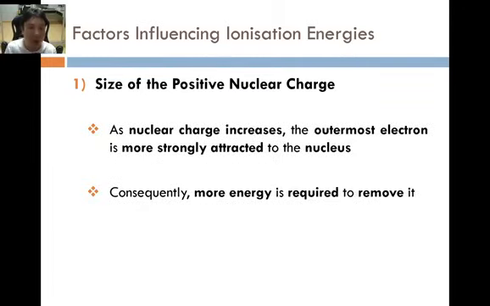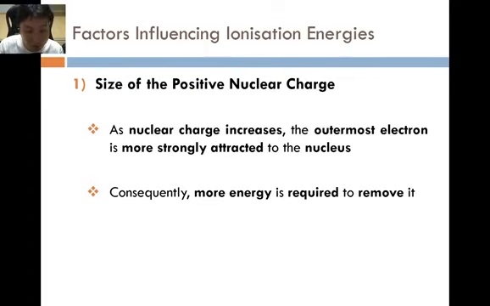As mentioned, since the valence electron is attracted to the nucleus and energy is required to overcome this attraction, if the size of the positive nuclear charge is larger, meaning that the number of protons is higher, the valence electron will be more strongly attracted to the nucleus, and hence more energy is required to overcome the attraction and remove this valence electron. So that's factor 1, the size of the positive nuclear charge. As the size of the positive nuclear charge increases, the attraction of the valence electron to the nucleus increases, and hence the ionization energy will increase.